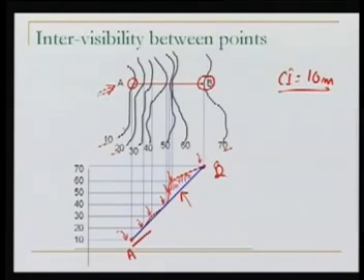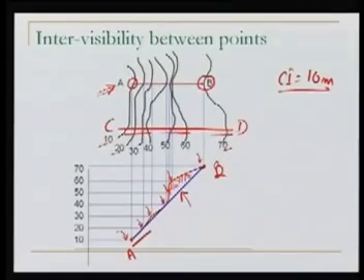Similarly, the same job can be done over here also. The situation will change as per the steepness of the contours, of the terrain, how steep or how the slope of the terrain between A and B changes. So, accordingly, we can determine whether this point C and D are intervisible or not. Now, how to do this computationally?